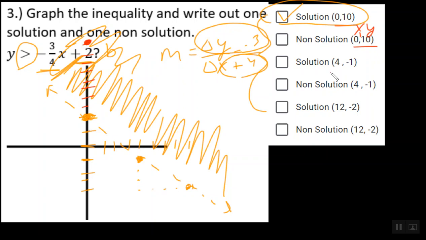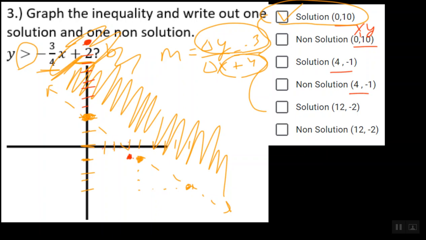And let's now talk about (4, -1). If I count to the right, 1, 2, 3, 4, and down 1, interesting, (4, -1). 1, 2, 3, 4, down 1. I wonder if this was supposed to be on the graph itself, but it actually looks like it's not.